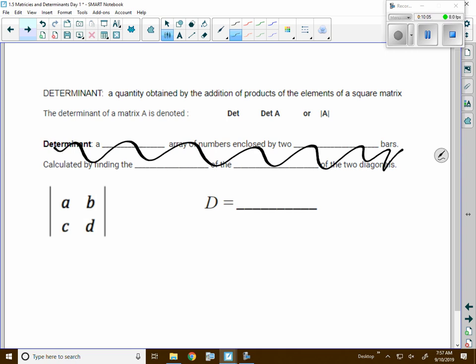So when we're finding the determinant, you're going to take AD. If you look at that, it's diagonal. So AD minus BC. When I say AD, that means I'm going to multiply the numbers that are in the AD spot and subtract them from the multiplication of BC. And that's going to be your formula every single time. You're going to be doing the same thing.